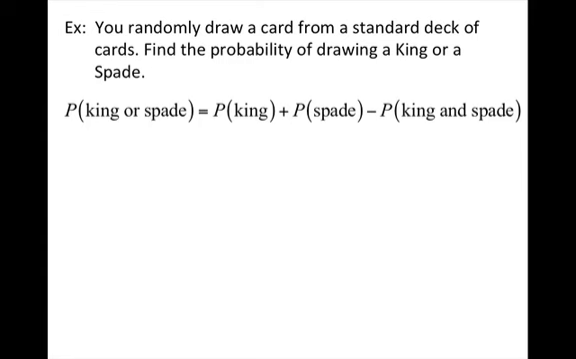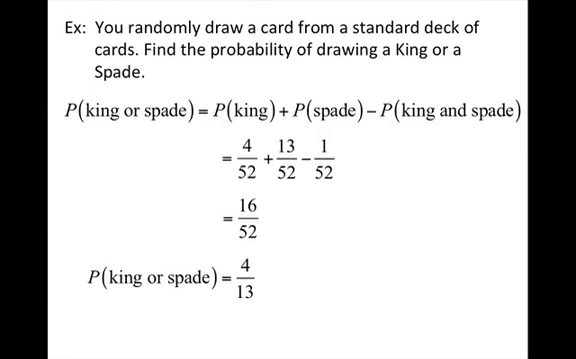Well, a deck of cards has 4 kings, so the probability of drawing a king is 4 out of 52. There are 13 spades, so the probability of drawing a spade is 13 out of 52. There's only one card that's the king of spades. That was counted when I counted my kings and when I counted my spades, so I need to subtract it out once. If I combine and reduce these fractions, I get the probability of drawing a king or a spade is 4 out of 13.